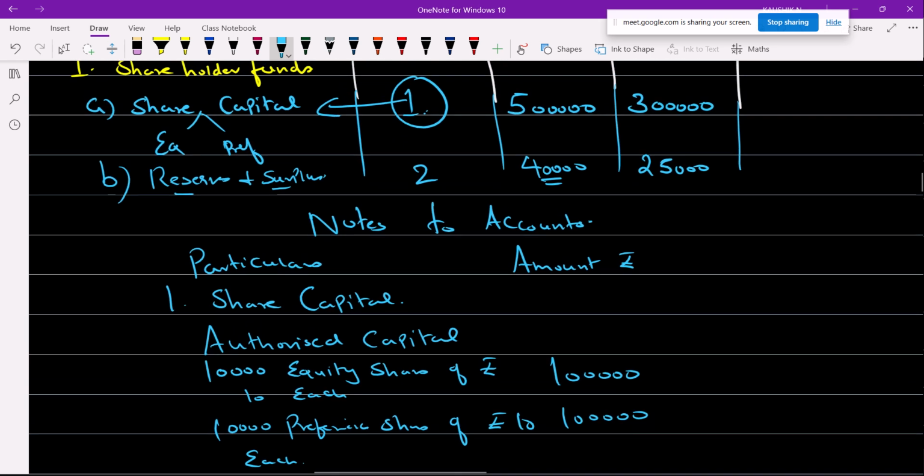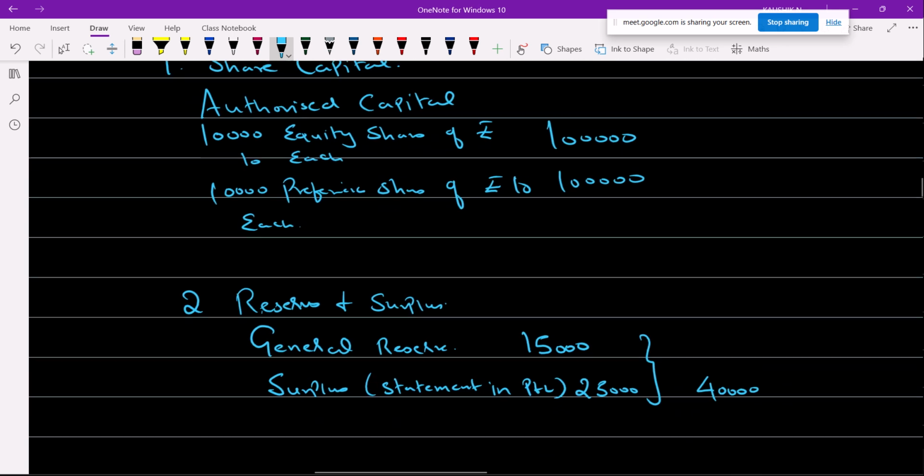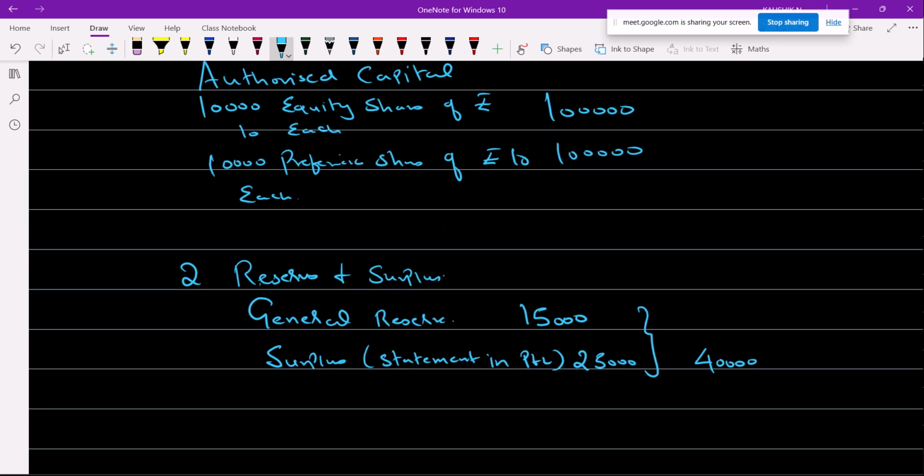Now this is what you can see here. I have marked here reserves and surplus, and the total value is marked as 40,000 rupees. The breakup for this 40,000 you will be able to see only in your notes to account. Whether the full 40,000 goes only to the surplus, or you have allocated any amount for general reserve, if not for any other specific reserves, that information you will get only when you check your notes to account.